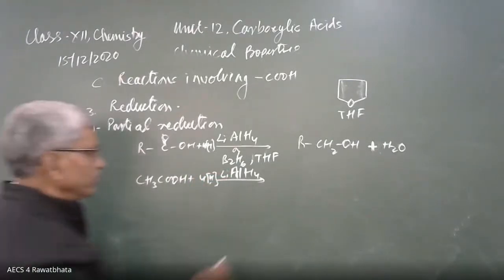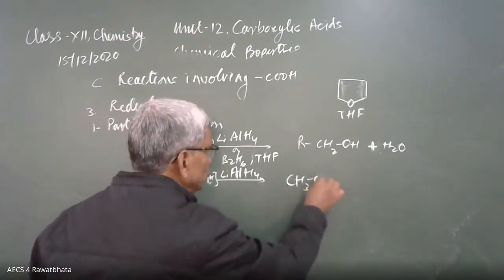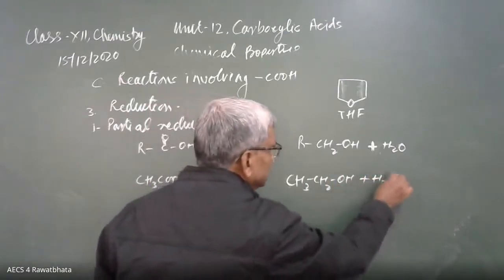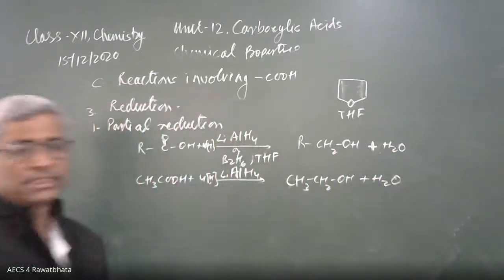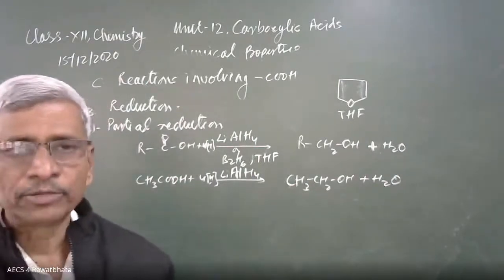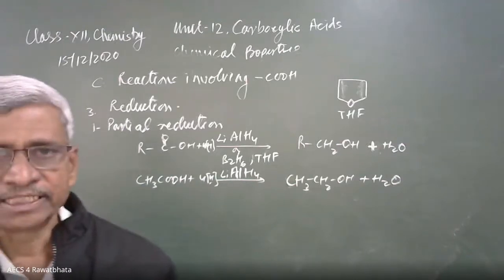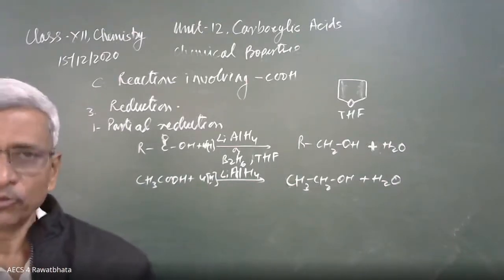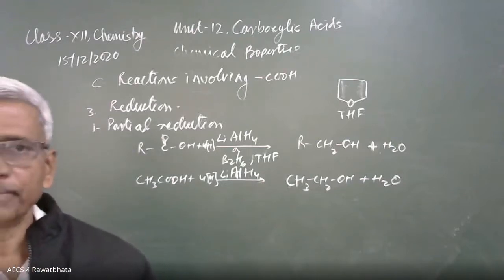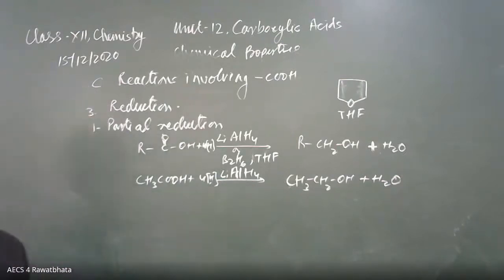It is going to form CH3CH2OH plus H2O. Carboxylic acid is converted into alcohol. When we convert alcohol into carboxylic acid, that is called the oxidation process, by a normal oxidizing agent. Now the reverse reaction, carboxylic acid into alcohol, is by partial reduction. Okay, and this is the condition.